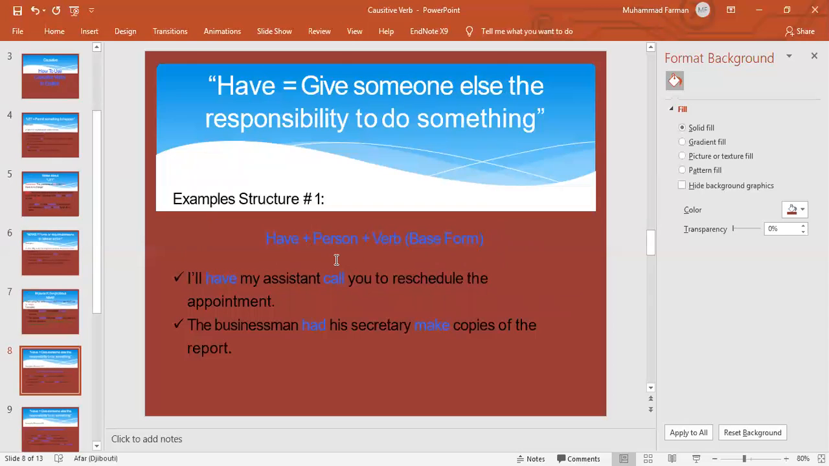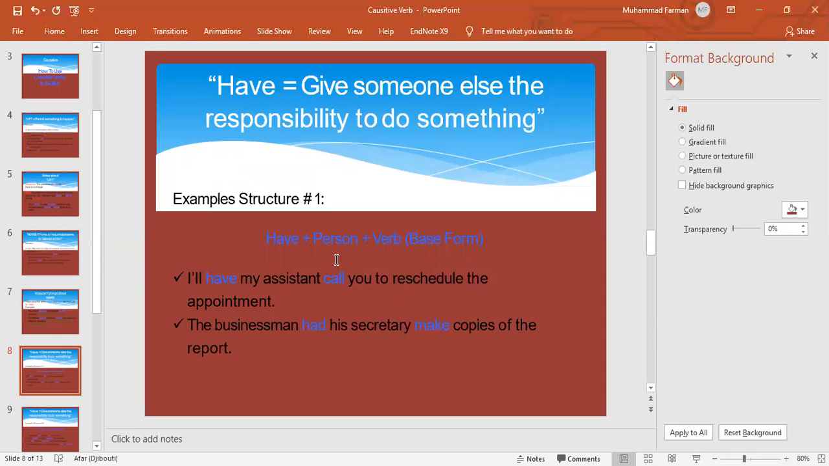And at the third level, we have the causative verb have, which we can utilize in our day-to-day conversation where we want to be responsible for something or someone, or where responsibility is necessary. Let is utilized where permission is necessary, and make is utilized where force or requirement is necessary, and have is utilized where the responsibility of anything or any person is necessary.